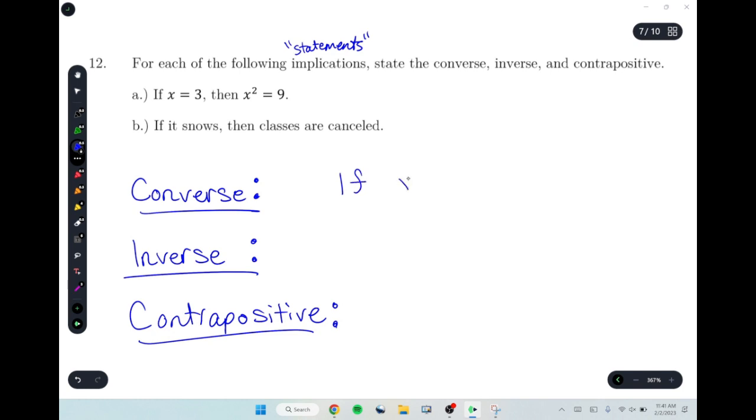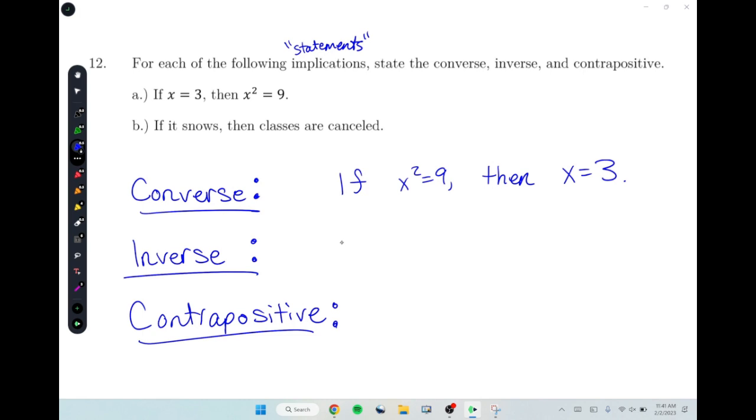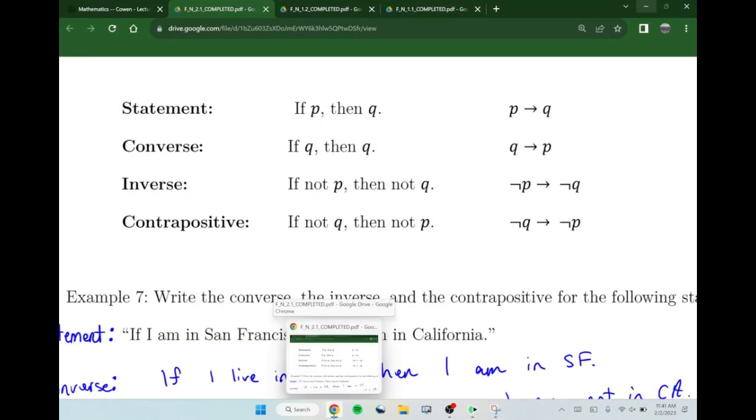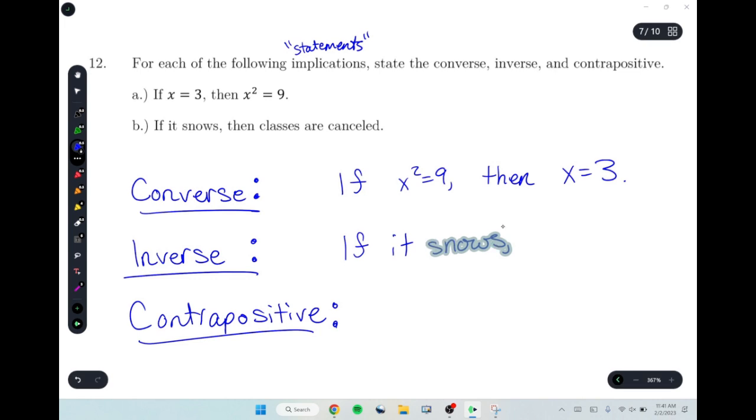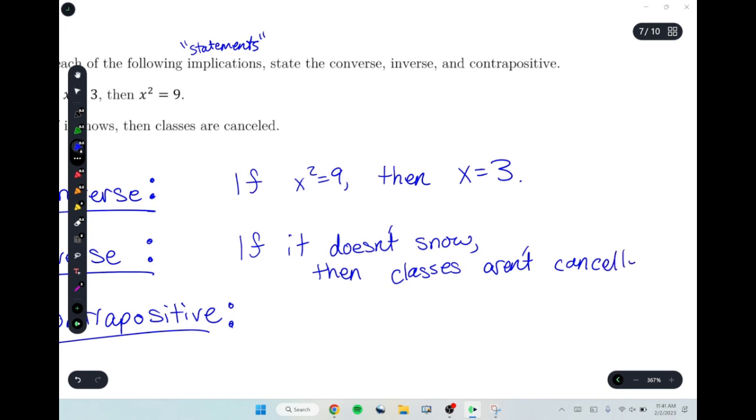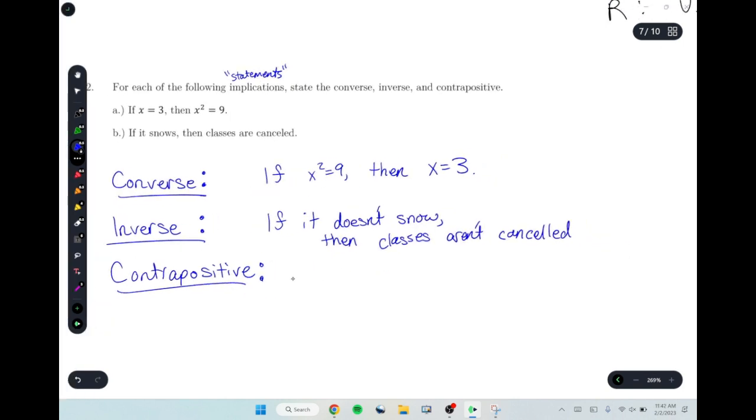If x squared equals 9, then x equals 3. And then the inverse is, if it snows, is it flipping the first one or the second one? Oh, it flips both of them. Thank you. If it doesn't snow, then classes, which isn't necessarily true, aren't canceled. And then the contrapositive is the one that is necessarily true. It says if.